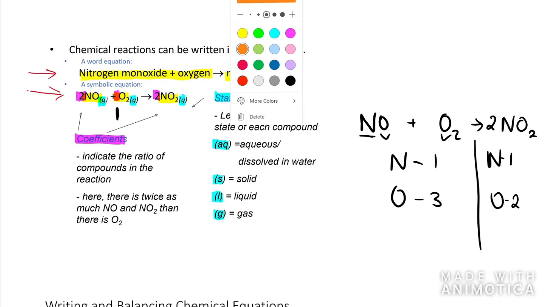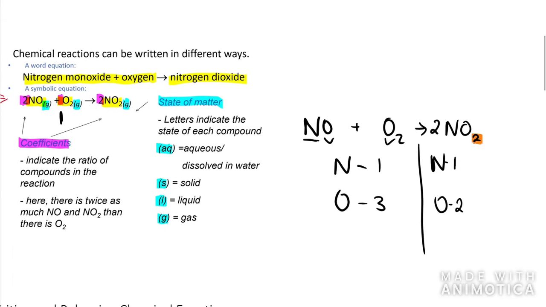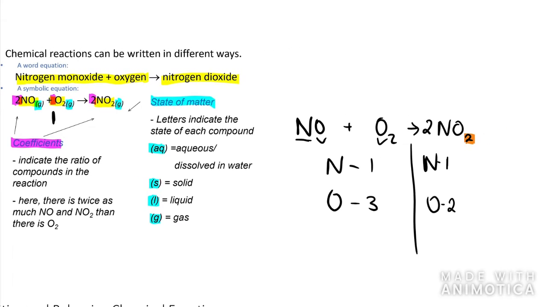We can't change the subscripts. The only thing we can do is add a coefficient in front. So if I have 2 nitrogen dioxides, that changes my numbers. Instead of 1 nitrogen, now I have 2 nitrogens. Instead of 2 oxygens, now I have 4 oxygens.